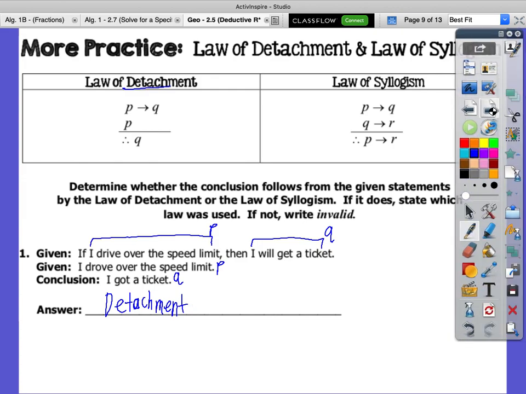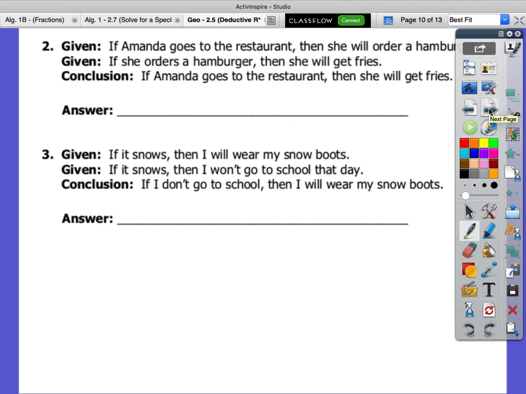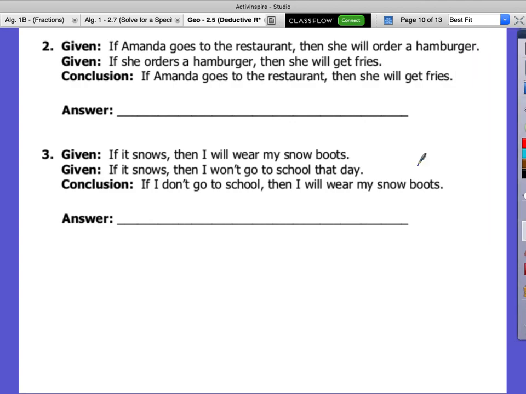On number 2, if Amanda goes to the restaurant, then she will order a hamburger. Amanda goes to the restaurant, that would be what? P. She will order a hamburger is Q. Our second one, if she orders a hamburger, then she will get fries. She orders a hamburger. Have we seen that? Yeah. What is Q? She will get fries. Have we seen that? Nope. That's R, okay? So we go P to Q and Q to R.